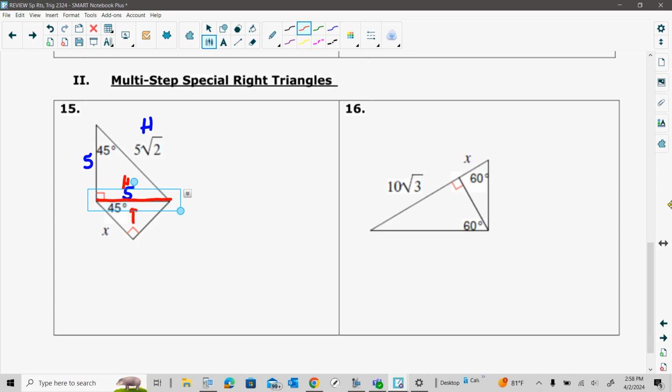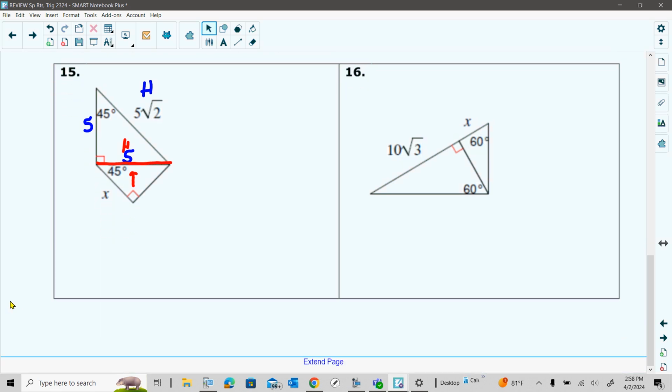the hypotenuse. Oh, why is it doing that? Sorry. I really shouldn't have.